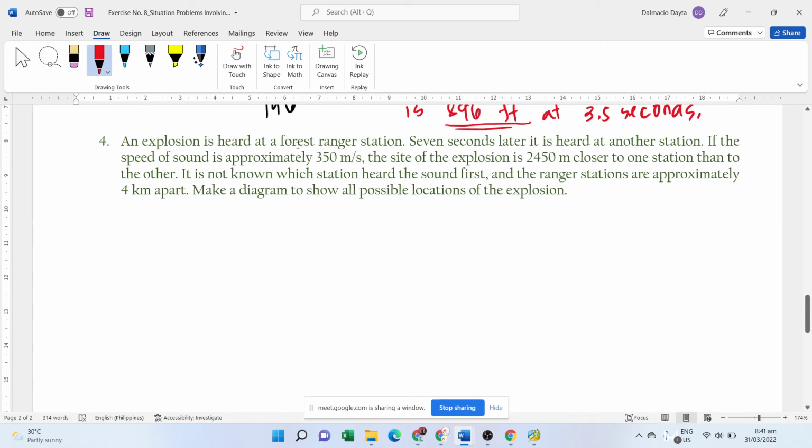An explosion is heard at a forest range, 7 seconds later at another station. The speed of sound is approximately 300 meters per second. The ranges are approximately 4 kilometers apart. Make a diagram to show possible locations of the explosion.